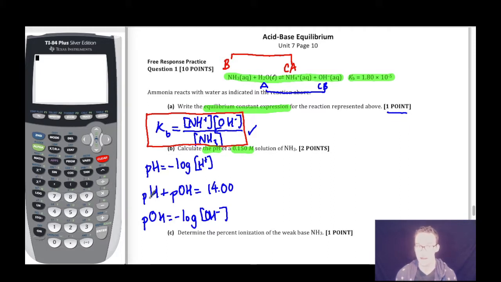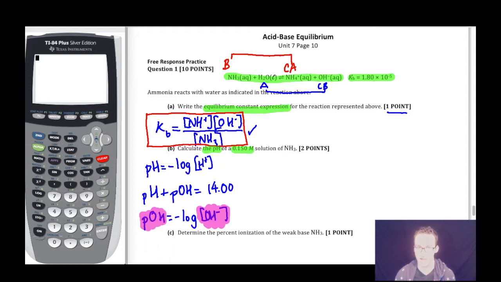So we need to recognize the relationship that exists between pH and pOH, and then in order to plug it into this equation and ultimately determine what the pH is, we need to figure out what the hydroxide ion concentration is. All right, so to help make this a little more clear, the very first thing that we're going to do is solve for hydroxide ion concentration so that I can figure out what the pOH is.